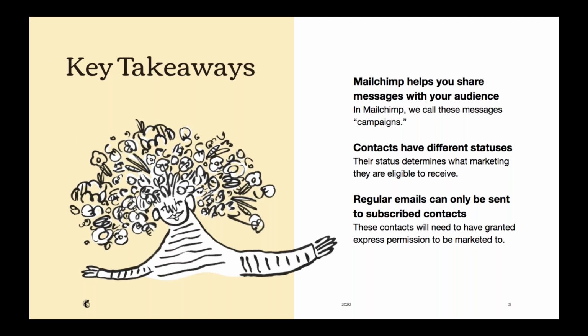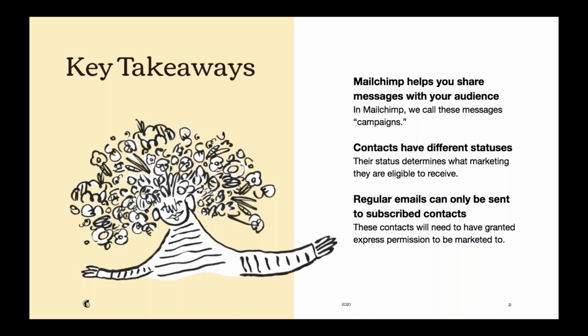So let's take a moment to go over some key takeaways to remember from all of these terms. First, Mailchimp is an all-in-one platform that helps you share emails, ads, and other messages with your audience of contacts. We call these messages campaigns. So just remember, campaigns can be emails, postcards, automated messages, landing pages, and more. The people whose information you store in Mailchimp are known as contacts. Contacts can have different status types. These statuses determine which campaigns they're eligible to receive and whether they count towards your plan's monthly contact limit.